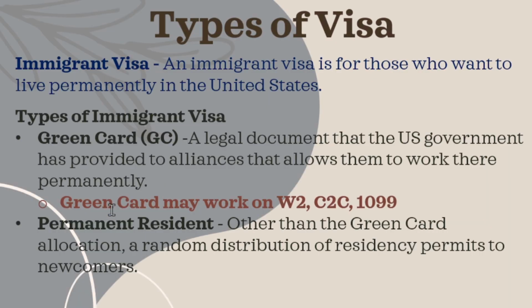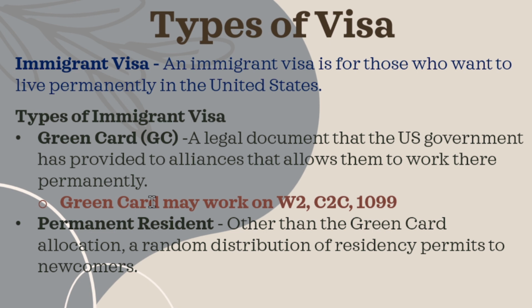Next is the types of visa. The first one is the immigrant visa. An immigrant visa is for those who want to live permanently in the United States. Next are the types of immigrant visa. First is green card holders.